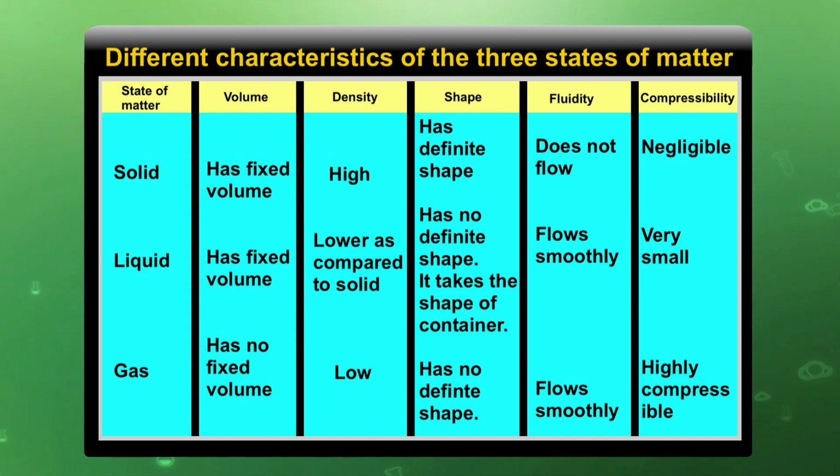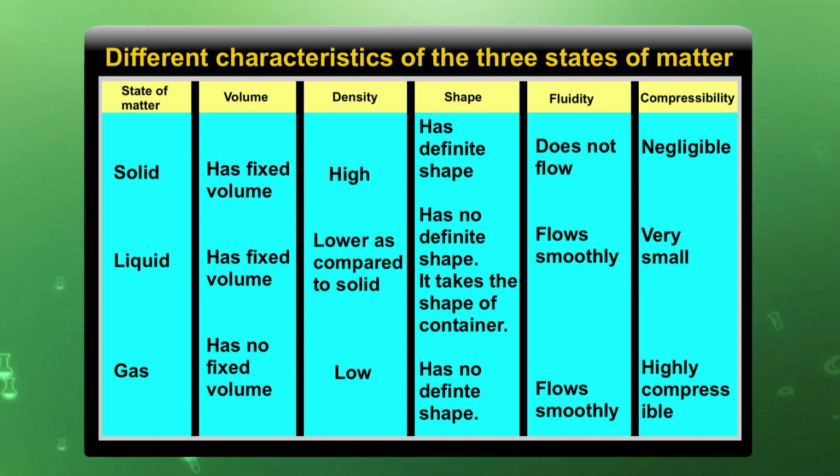In the same way, gases have no fixed volume. The reason is their compressibility, because we all know that gases are very compressible. Density is obviously very low, because there is a very large space between the gas molecules, and they have no definite shape, because if a gas is kept in a different container, it will also take the shape of that container, so the shape is variable. They flow smoothly like liquids, and gases are highly compressible.